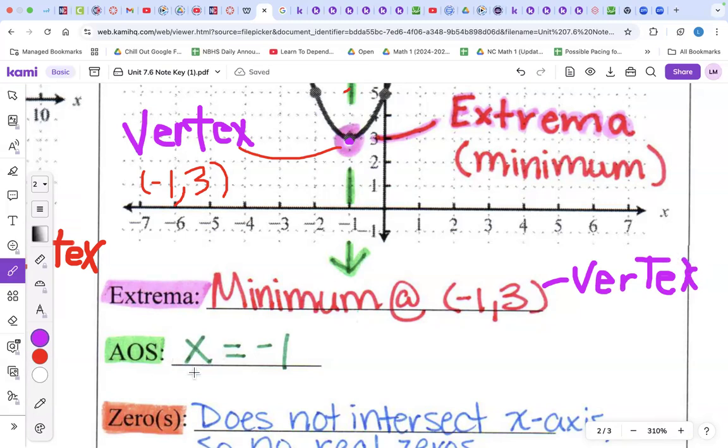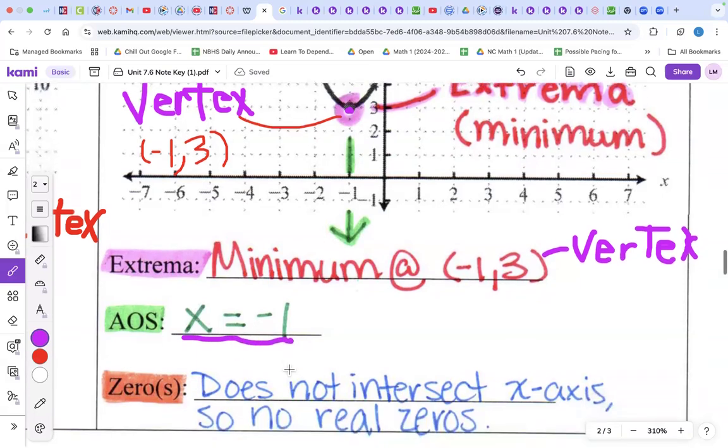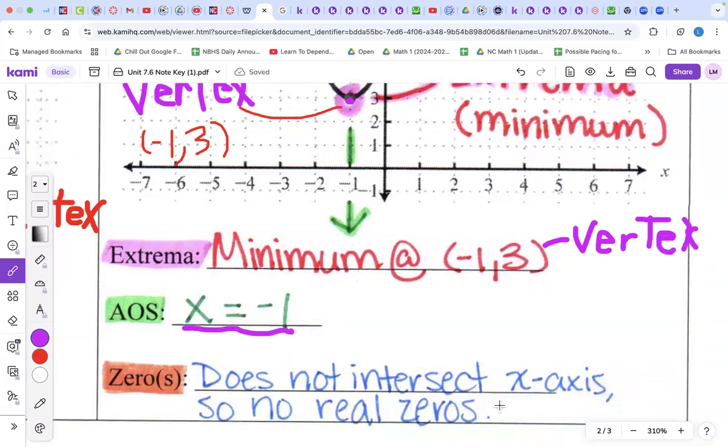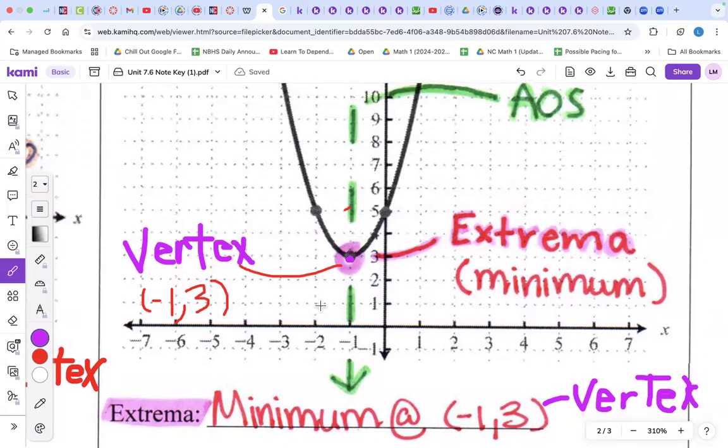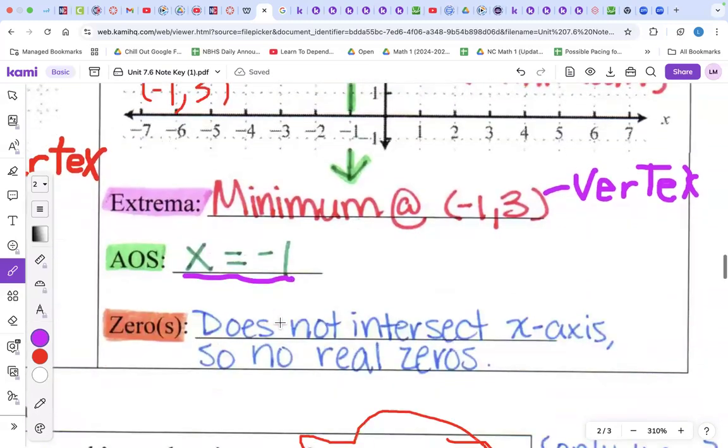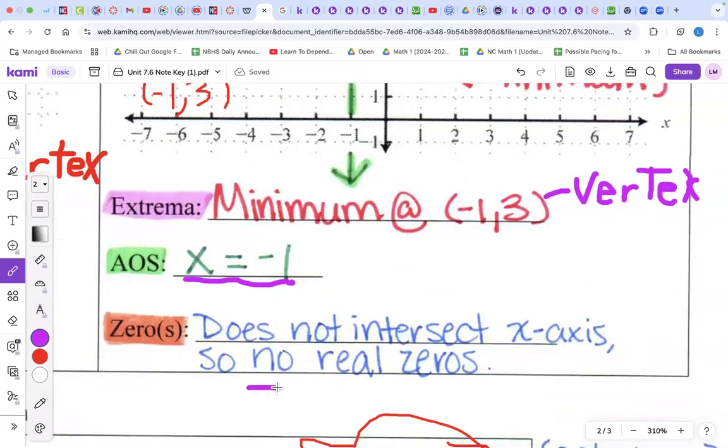We said our axis of symmetry, and you must put x equals. And our zeros say what? It does not intersect the x-axis, so no real zeros. Exactly. If it does not touch your x-axis, no zeros. No zeros. All right? Awesome.